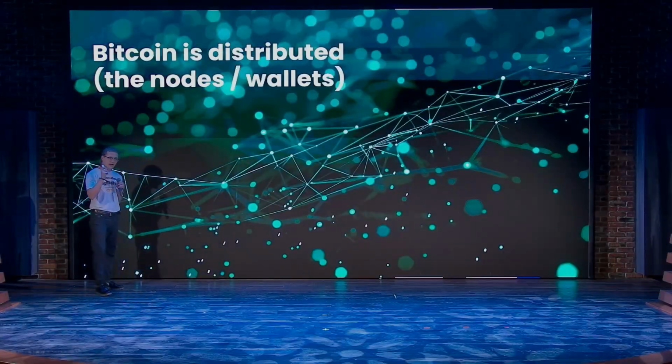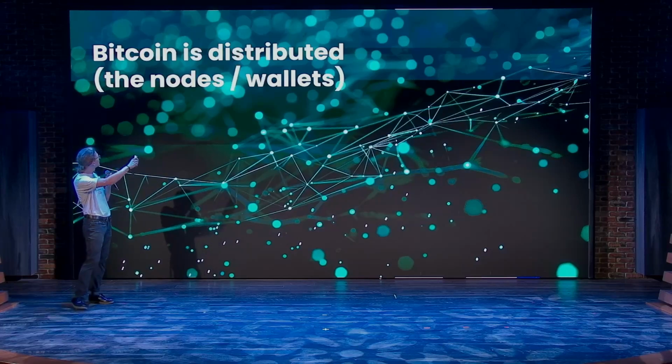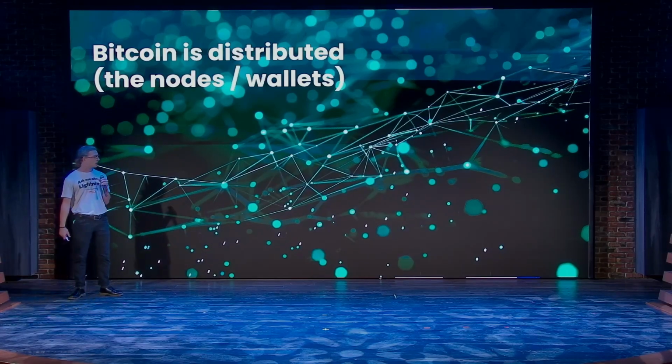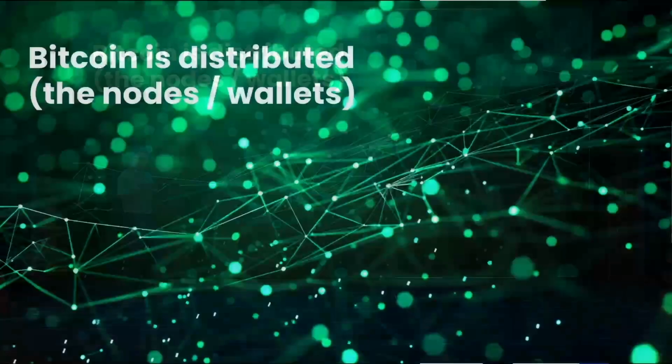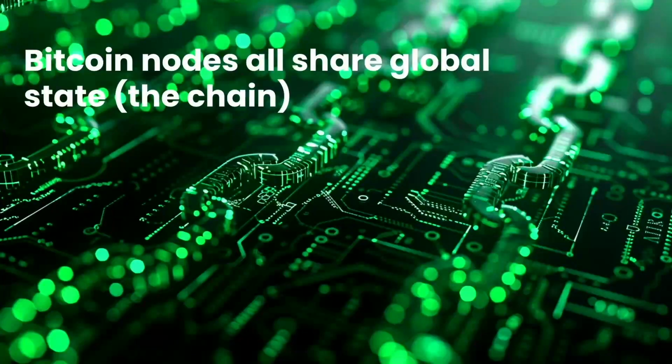First of all, let's look at the functions of Bitcoin, and we're going to look at how those functions work together. So we've got the nodes and the wallets here. Bitcoin is distributed. That's a good thing. The nodes and the wallets, I really think of these as the users. These are the individuals that make up the network. Maybe they're running a full node. Maybe they have a self-custodial wallet. Maybe it's a custodial wallet. But they are the users. They make up the network. And we have the chain. Bitcoin nodes all share global state. This is the chain. We all know about the chain, I'm sure.